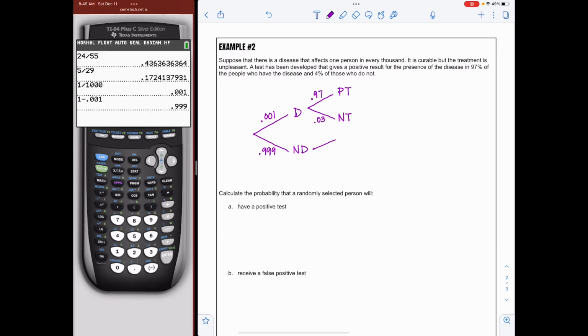For the people who do not have the disease, the positive test happened to 4% of the people who do not have the disease. So 4% is 0.04. The people who did not have the disease and who had the negative test is going to be 96% or 0.96.